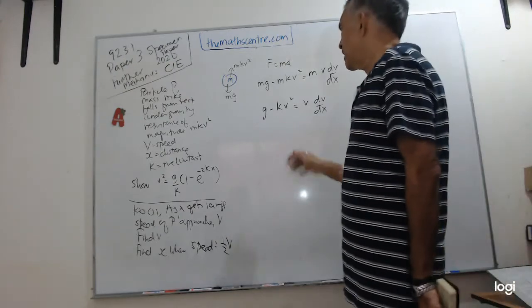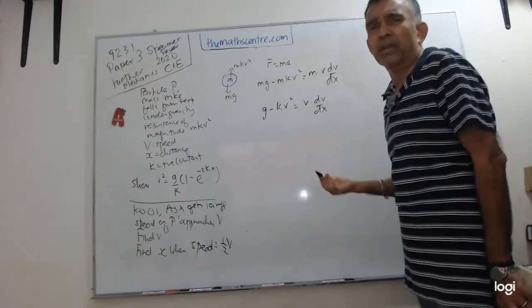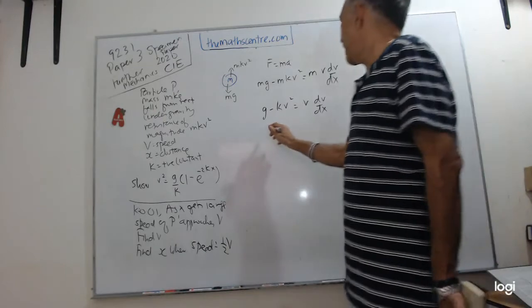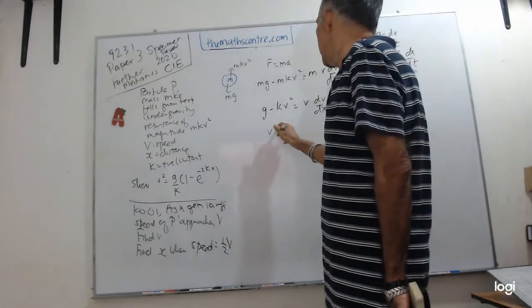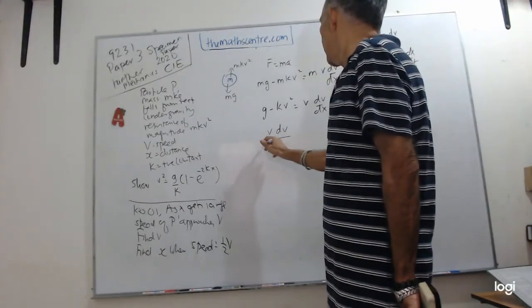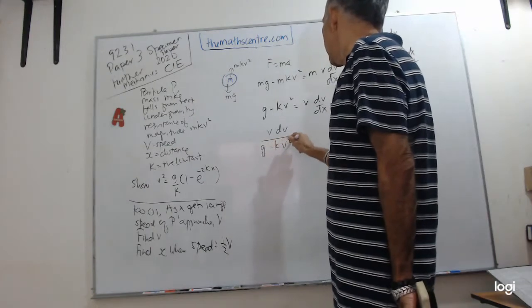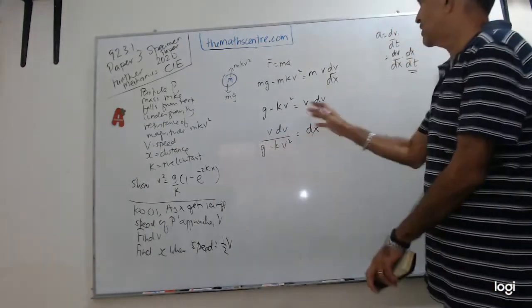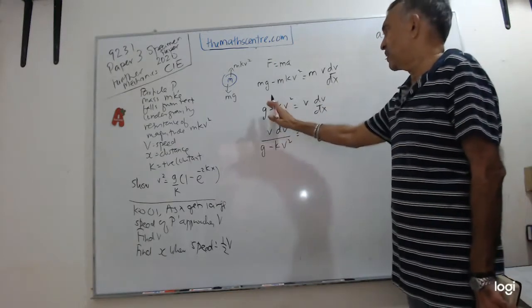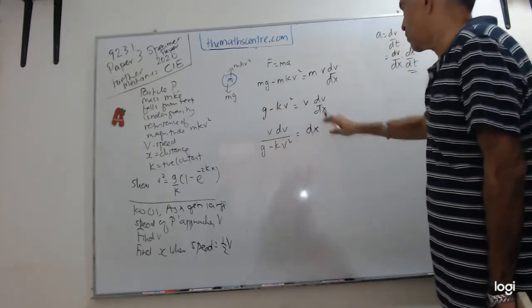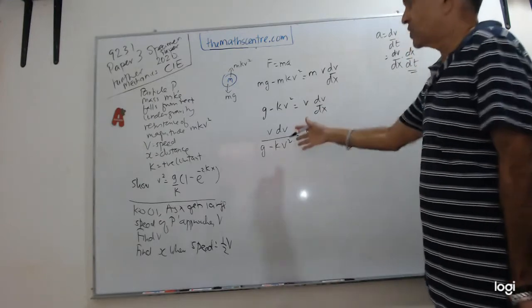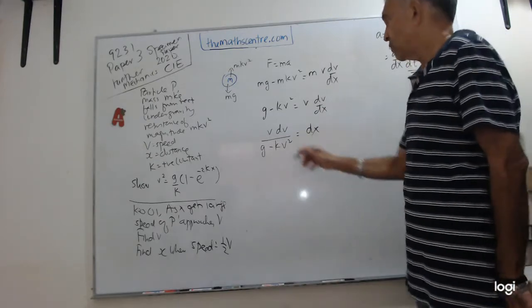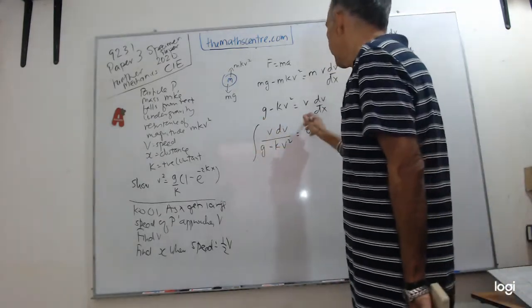So now I'm basically going to end up solving a differential equation. So I have v dv over g minus kv squared equals dx. I just brought the dx up here to the left and brought this g minus kv squared to the right. Now when you see a dv and a dx, you know what to do. We have to integrate.